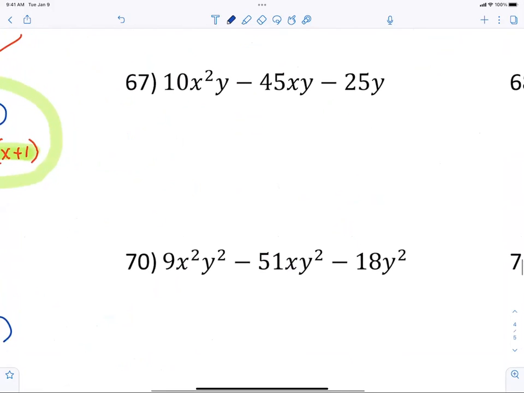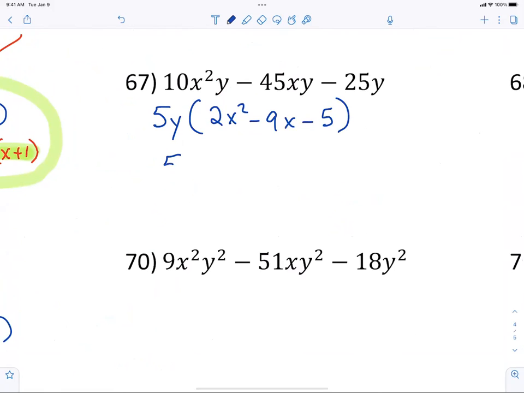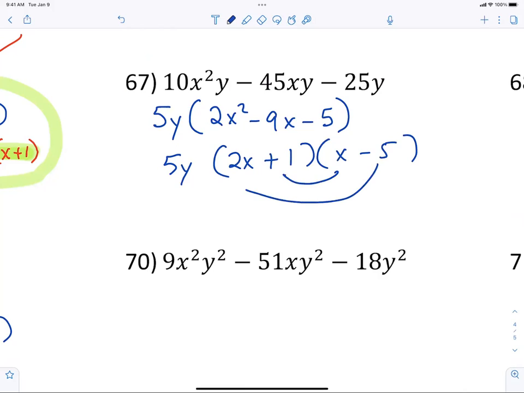All right, so here we go. Common is what? That's what I got. So I end up with 2x squared minus 9x minus 5, times 5y, parentheses 2x and x minus 5. You can always check if you're right. That's what I'm saying, you have to be correct. There's no way to be wrong if you check your work.